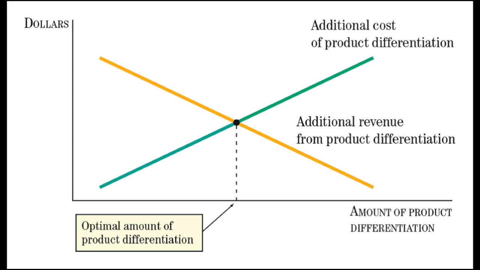A firm will choose to increase the amount of product differentiation until the point where the additional revenue from differentiation equals the additional cost. While it is easy to model the optimal amount of product differentiation, applying the model in reality may be difficult because revenue gains are difficult to judge. How much more a firm makes from product differentiation is also affected by the actions of other firms.